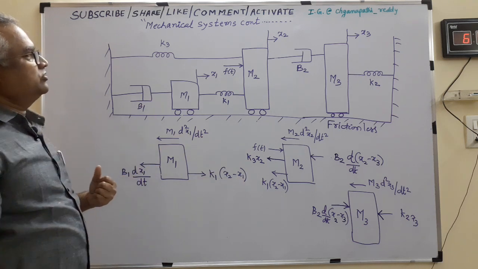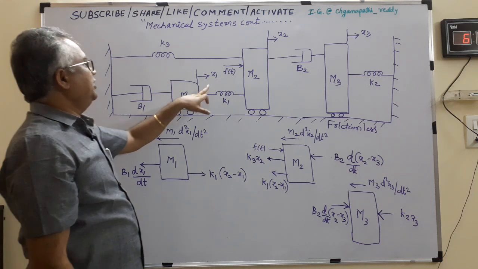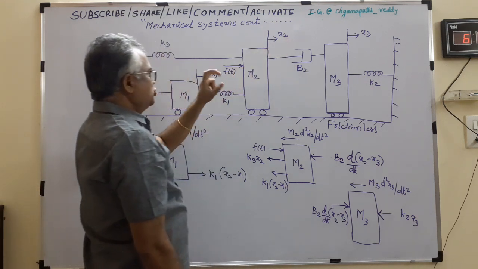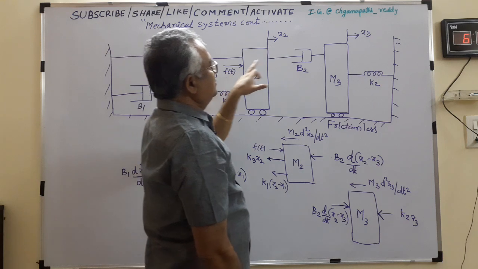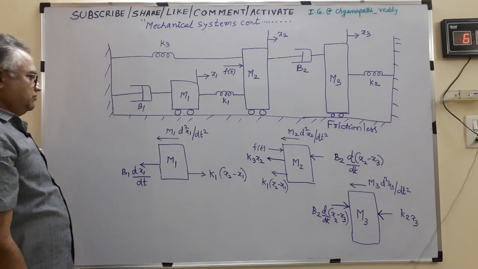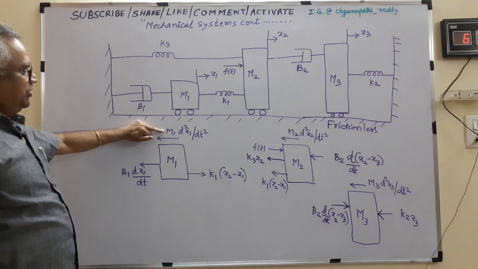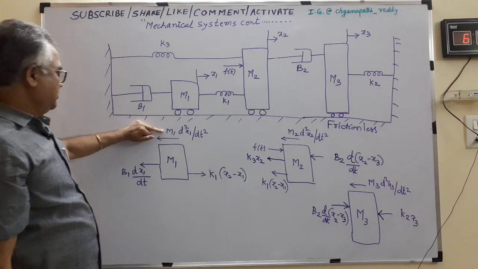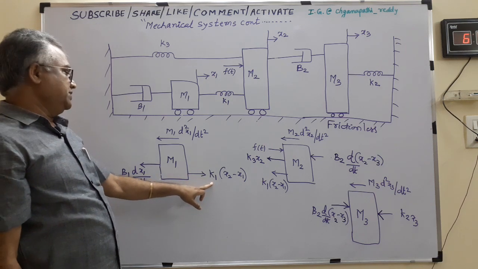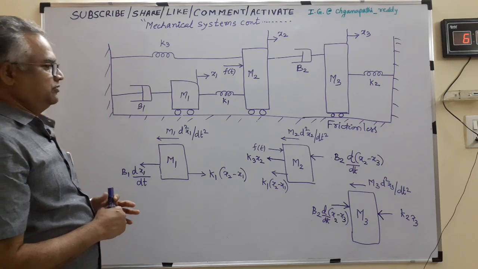So write the equation and solve for the transfer function. What could be the transfer function? It can be x1 of s by f of s, or x2 of s by f of s, or x3 of s by f of s. That's a transfer function. If it is a force voltage analogy, I have already given: M1 is replaced with inductor, B1 with resistor, this is with capacitor 1 by C1. So accordingly you will get the electrical equivalent circuit.